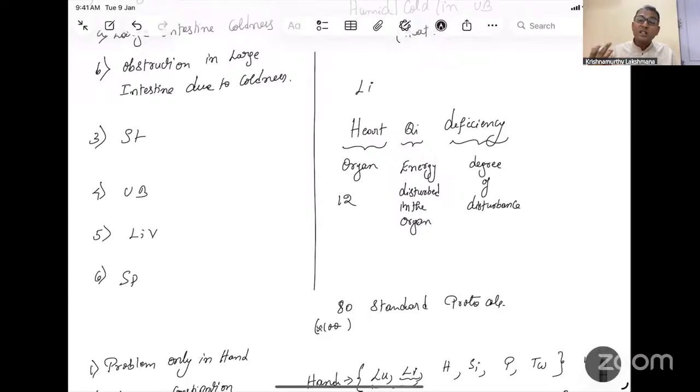Now, what is this? But sir, small intestine, that is also a coldness pattern, right? No. Constipation is related to large intestine. So I took large intestine. If there was some issue with the heart and small intestine, digestive, then I could have taken that.